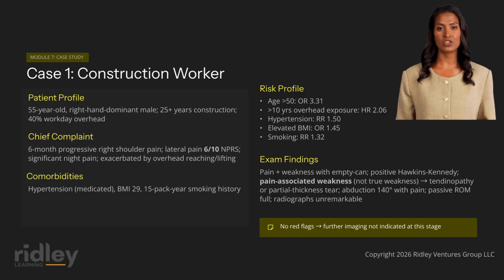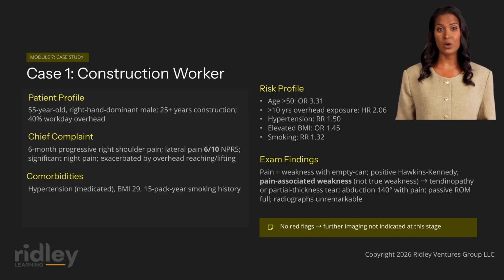He's worked in construction for over 25 years, spending approximately 40% of his workday performing overhead tasks, including framing and drywall installation. He reports lateral shoulder pain rated 6 out of 10 on the NPRS, exacerbated by overhead reaching and lifting, with significant night pain that disrupts sleep. He has a history of hypertension managed with medication, a body mass index of 29, and a 15-pack year smoking history. He reports no discrete traumatic event and no radiating symptoms below the elbow.